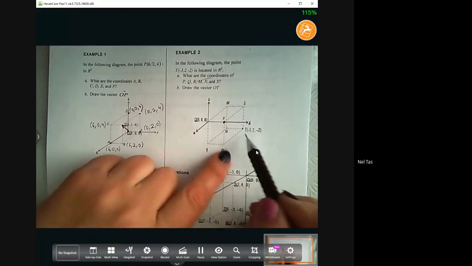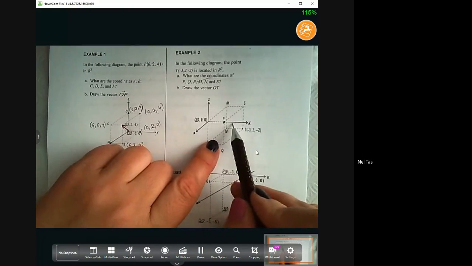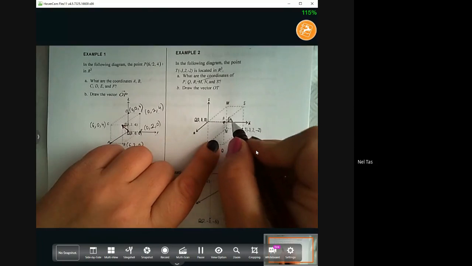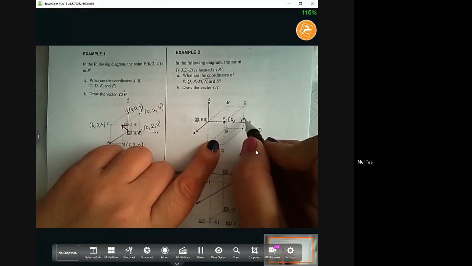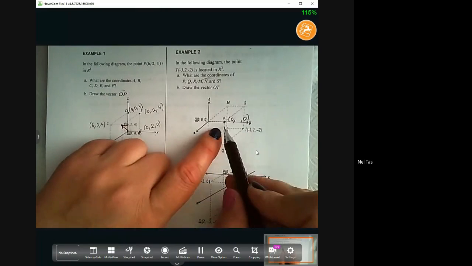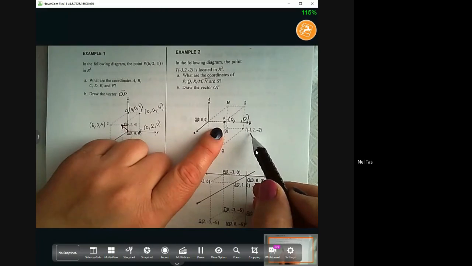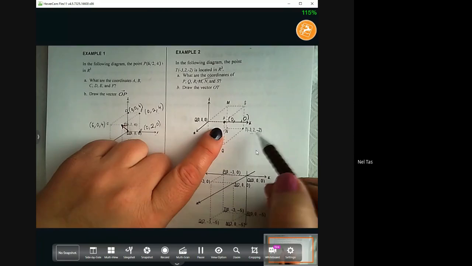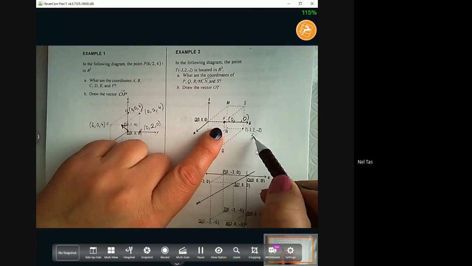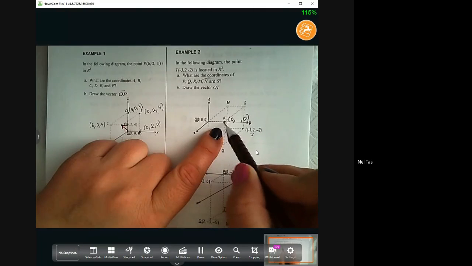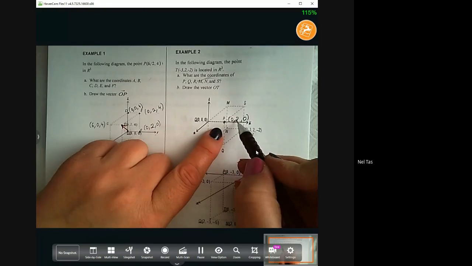Okay, so it is on the y-axis. We expect x and z to be 0. So now look at the point T, because that rectangular box is drawn for this point. So it means that the y is 2. So that point is on the edge of this box, so the y coordinate is 2.